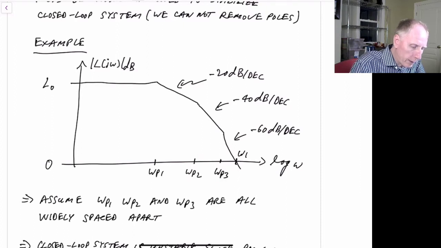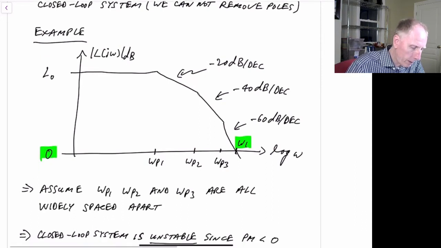So what we see is that this will be minus 20 dB per decade here. This will now be minus 40 dB per decade because of the extra pole, and this will be at minus 60 dB per decade because of the other extra pole. And if we looked for where omega 1 occurs, it's way up here because that's where we finally reach 0 dB. We'll also make the assumption, for simplicity, that omega P1, omega P2, and omega P3 are all widely spaced apart.